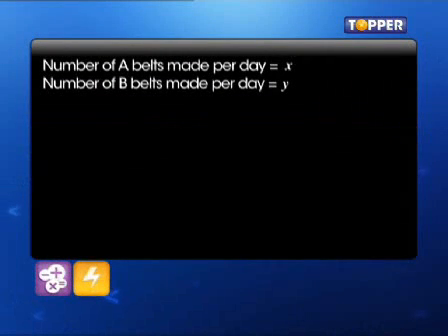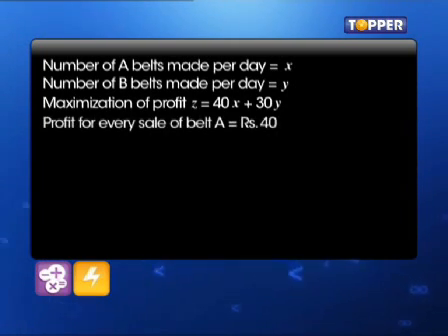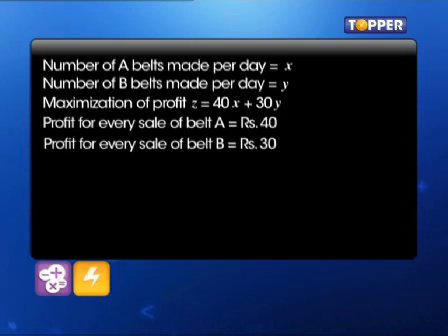Suppose the company makes x belts of type A and y belts of type B per day. Remember? Luxury belts are A and regular belts are B. We then need to maximize the profit. Z is equal to 40x plus 30y. 40 rupees profit for every sale of belt A, whereas 30 rupees for every sale of belt B.